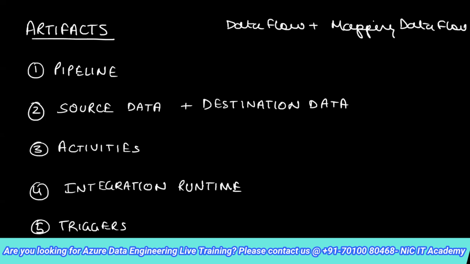All right. But these are some of the advanced features. Data flow and mapping data flow will help you to perform more complex transformation. They will give you a UI, correct? They will give you a drag and drop canvas where you can visually design your data transformation through data flows, correct?